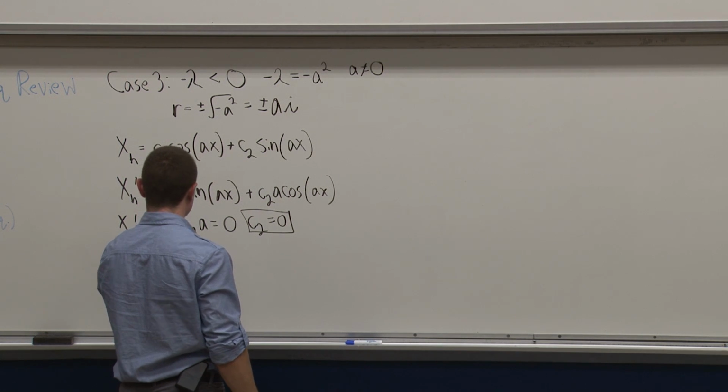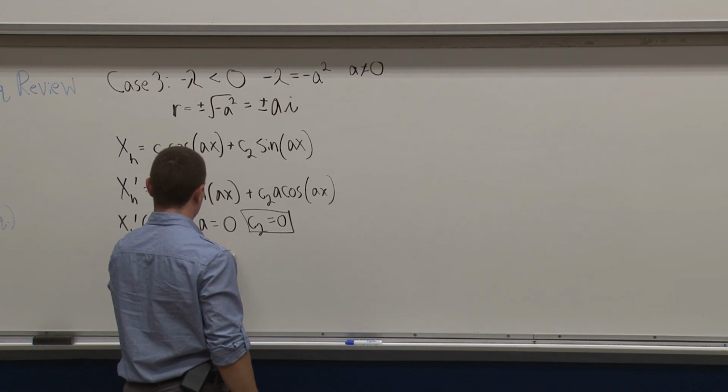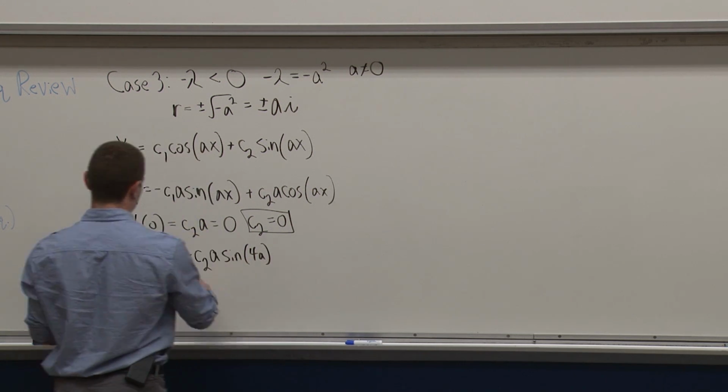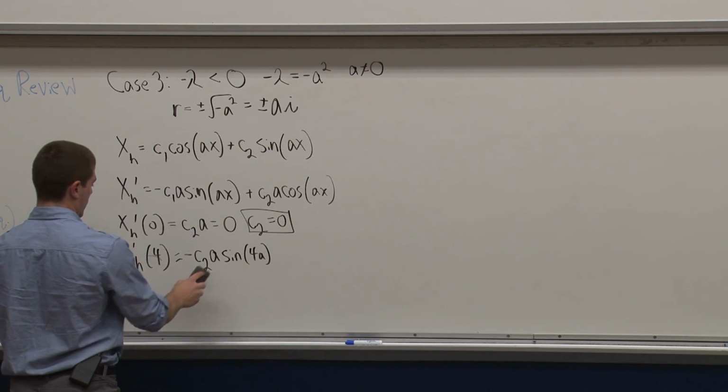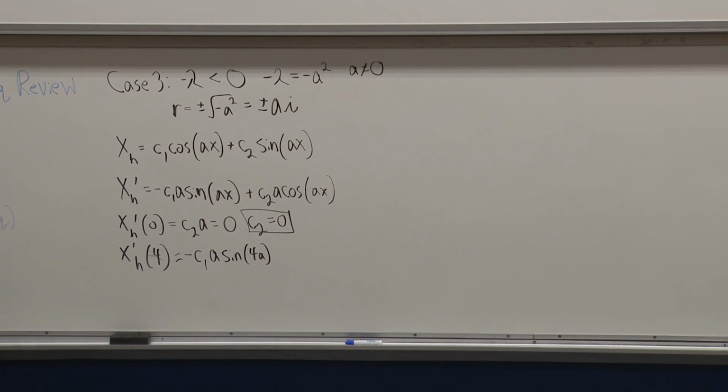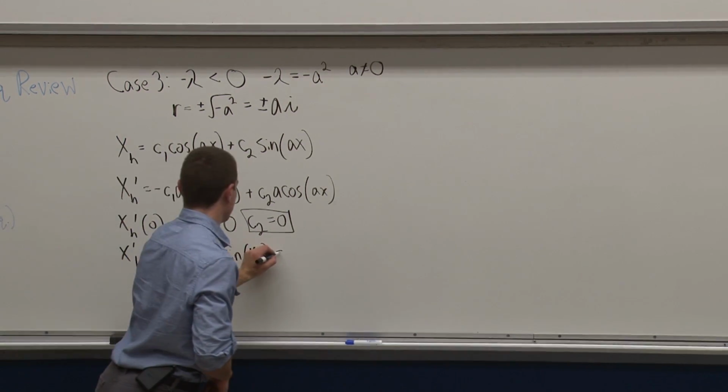We're going to ignore the C2 part and just end up with negative C1a sine of 4a. Oh, yeah, I'm dumb. Sorry. Okay, negative C1a sine of 4a equals 0.